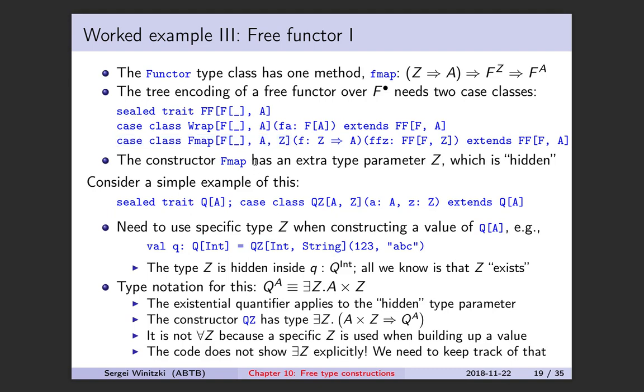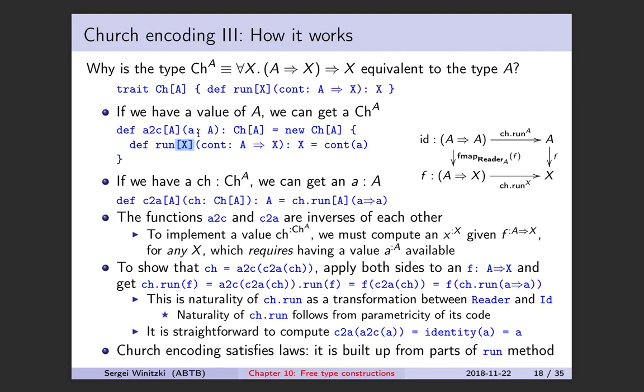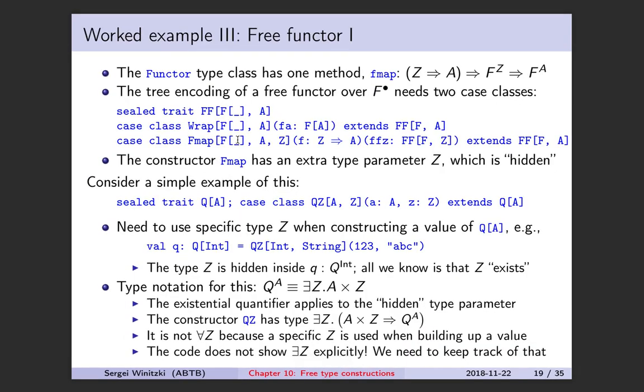So this is the crucial difference. If it's a method of a trait, then it would be a universal quantifier, a method that has an extra parameter hidden from the outside. A case class with an extra parameter hidden from the outside, that represents the existential quantifier. So we have to keep track of this ourselves. The syntax of Scala does not help so much to keep track of this. But this is a very significant difference between the types.